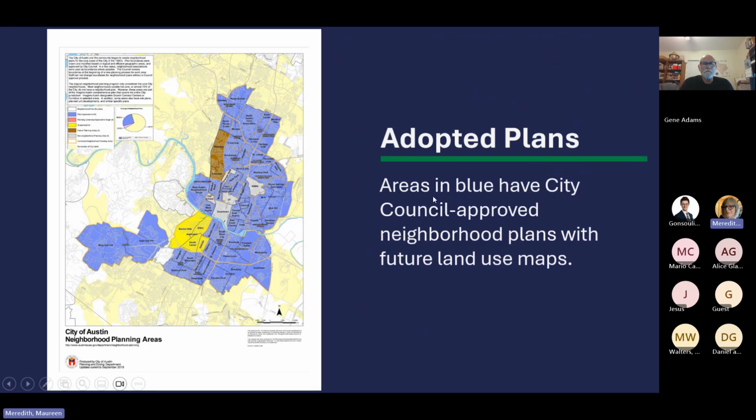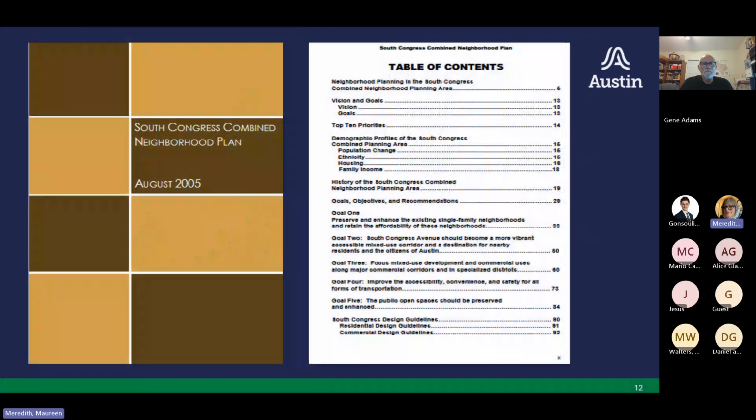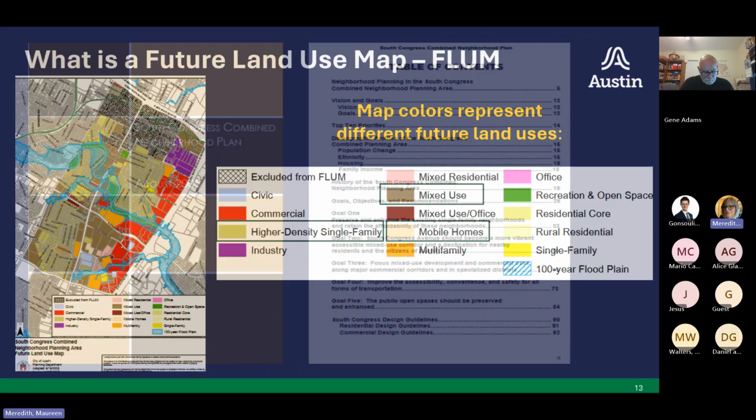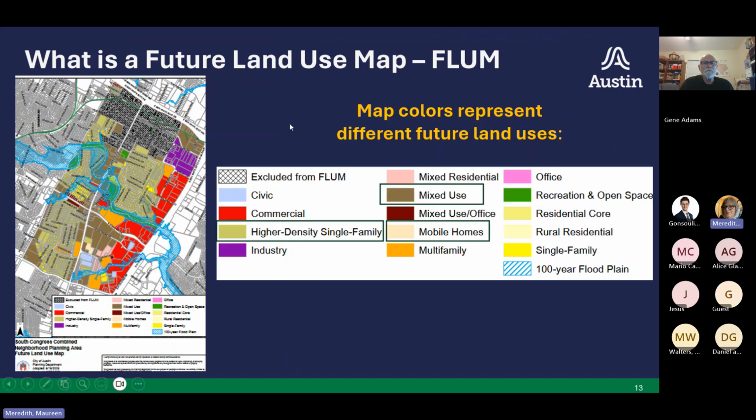This map shows the areas in blue that have City Council approved neighborhood plans and future land use maps. This is the plan document for the South Congress Combined Planning Area, and it has the vision and goals of the planning area. It also has a future land use map where the colors on the map represent broad land uses. For this property, the existing land use is higher density single family, shown in light green, and mobile home, which is that tan color, and the proposed land use is mixed use, which is the brown.